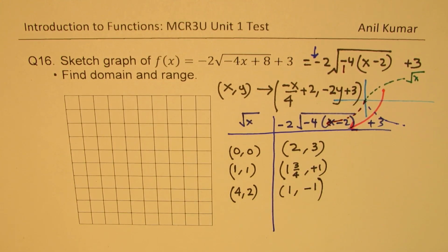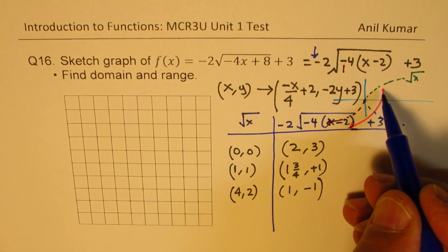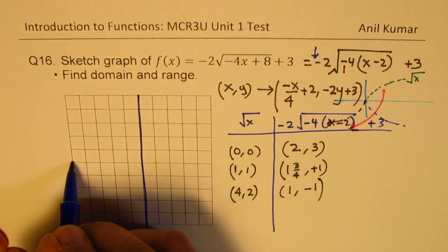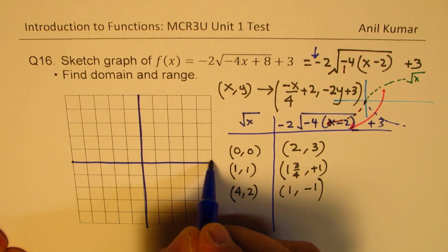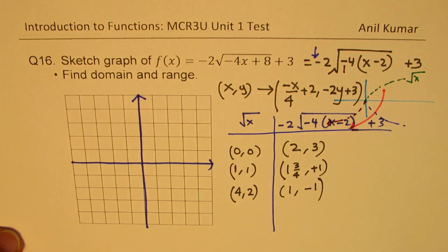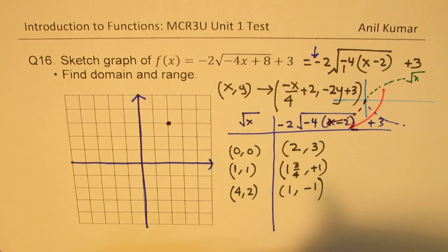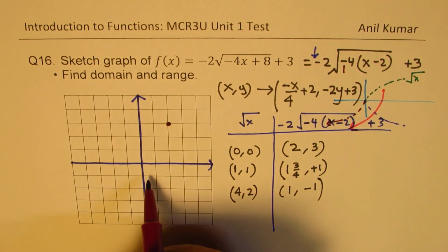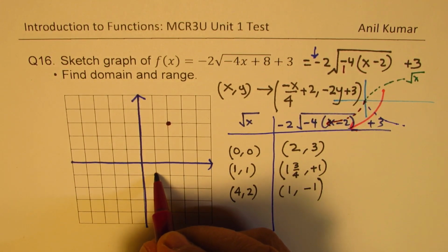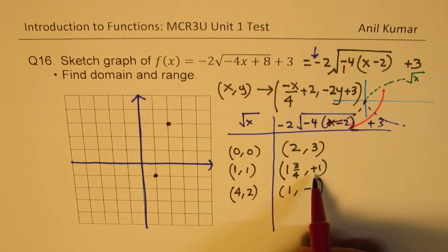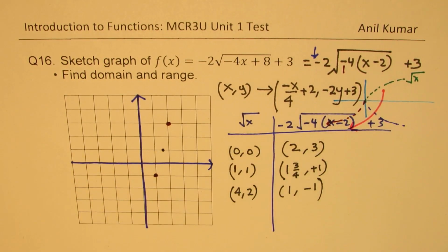So let me just draw the axis and then we'll sketch the graph. So we are looking for this kind of a graph. So let me just draw axis kind of like this. Okay. So the very first point which we could see here is 2, 3. So at 2 we have a point 3, that is 1. And then we have 1 minus 1. So at 1 we get minus 1. And then we have 1 and 3 by 4, 1. So at 1 it is slightly less, kind of like this. Do you see that part? So these are the points which we get.